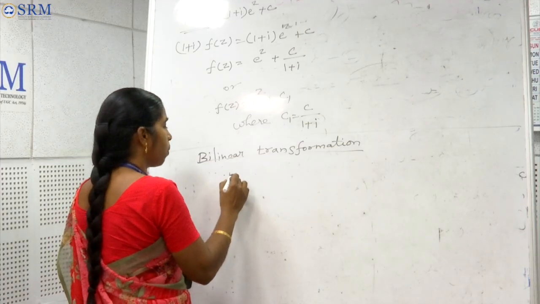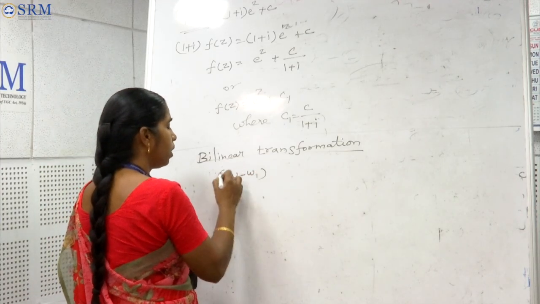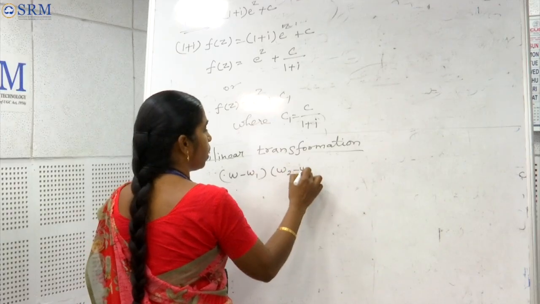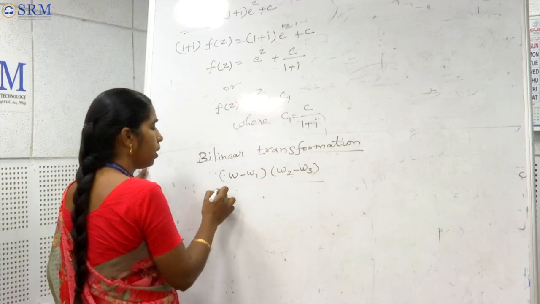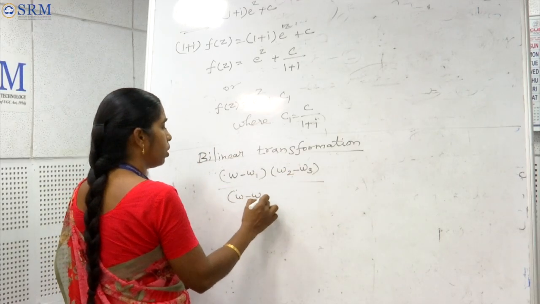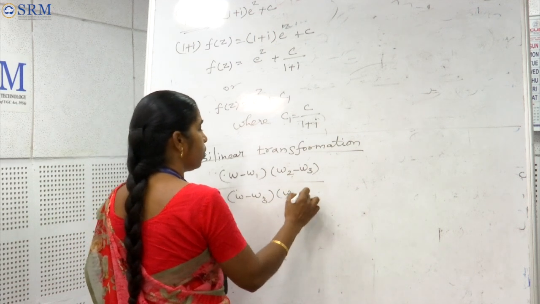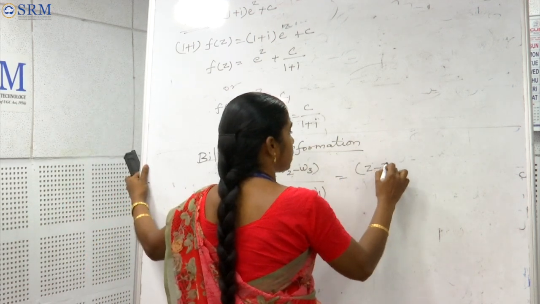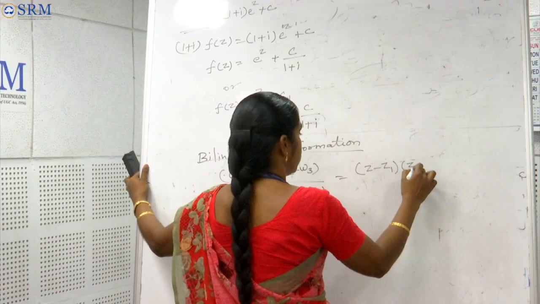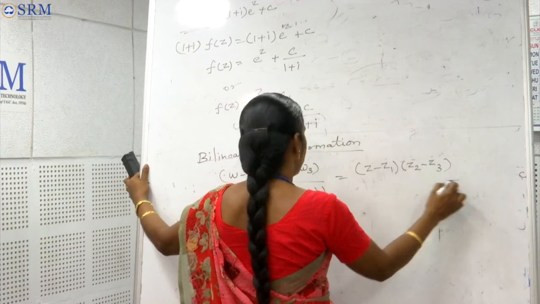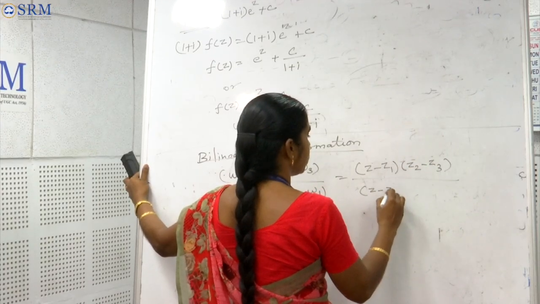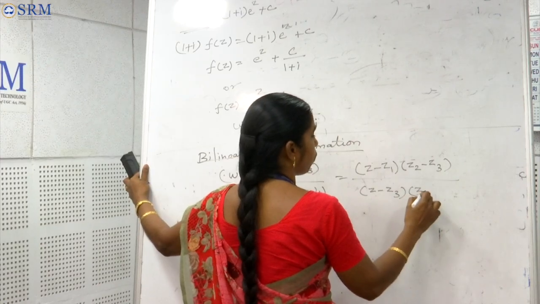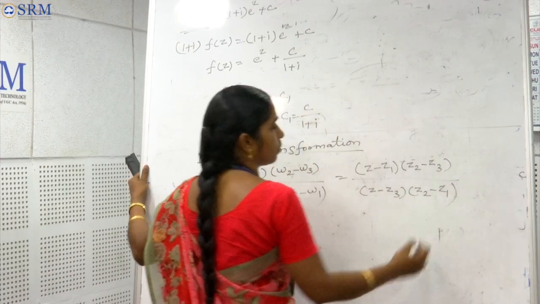You use the formula (W minus W1)(W2 minus W3) divided by (W minus W3)(W2 minus W1) is equal to (Z minus Z1)(Z2 minus Z3) divided by (Z minus Z3)(Z2 minus Z1).